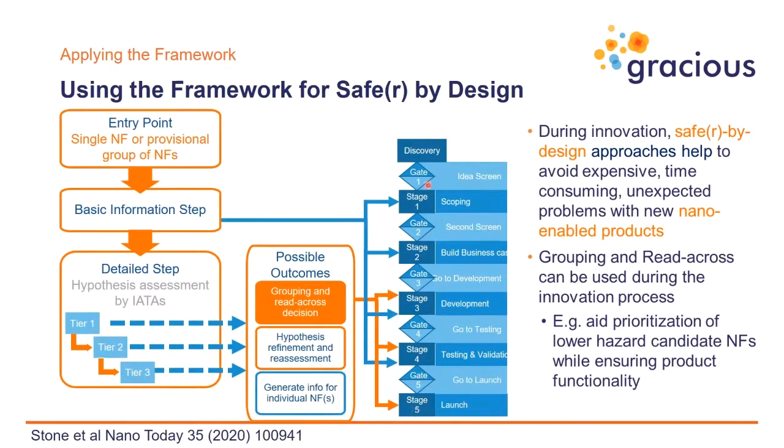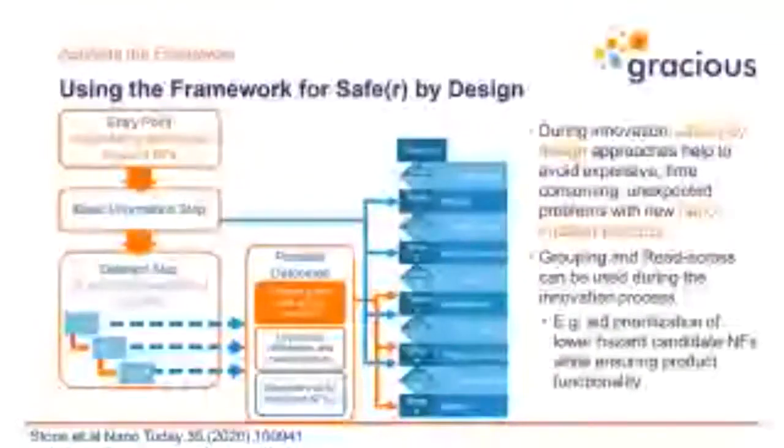And so there are a number of steps or stages that the individual would go through, and between each stage are gates where you would make a decision whether to continue or to stop the discovery process or the innovation process. And we've mapped the framework onto this stage gate process. So the basic information step maps onto stage 1, scoping, through to stage 4, testing and validation, while the detailed step maps onto stage 3, development, through to stage 5, the launch of the product, when you would need to generate data suitable for a regulator.